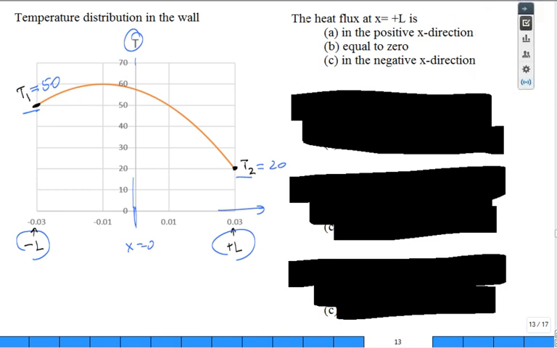So the heat flux at x equal to plus L is in the positive x direction, equal to 0, or in the negative direction? What is the direction of the heat flux at x equal to plus L?